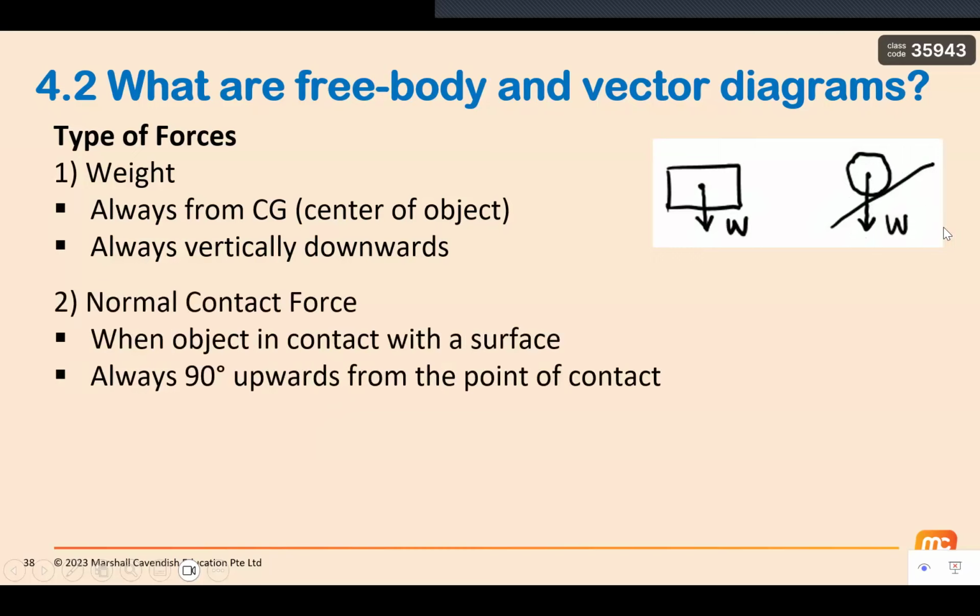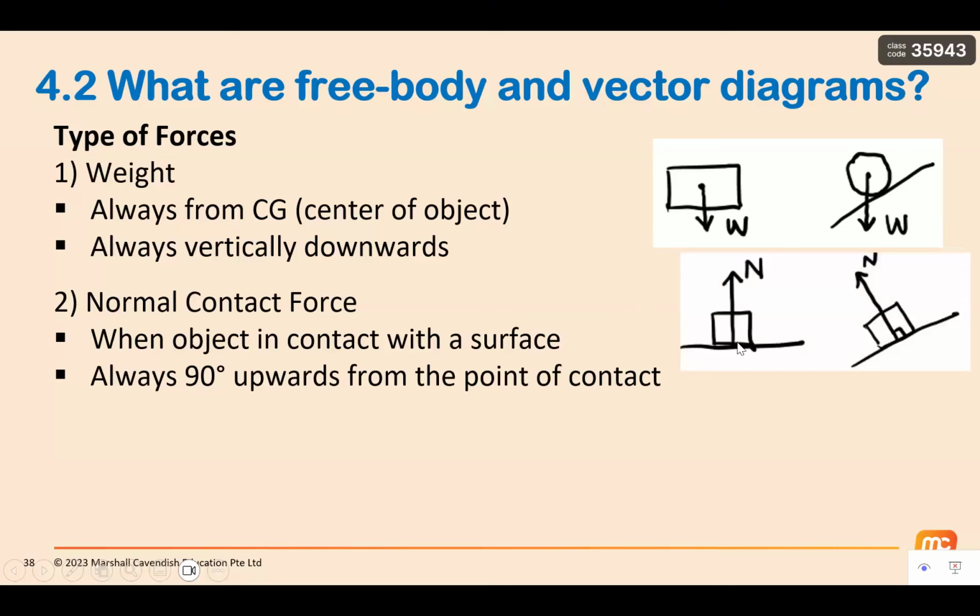Okay, next we have something called a normal force, or we call it a contact force. This happens whenever an object is touching a surface, is in contact with a surface. And you must know that this normal contact force will always be 90 degrees upwards. It will always be perpendicular upwards from the point of contact. So I give you a few examples. If I have a box like this, touching the ground, then the normal contact force will be vertically upwards. And if I have it on a slope, then the normal contact force will again be 90 degrees, or perpendicular, to the surface, upwards.